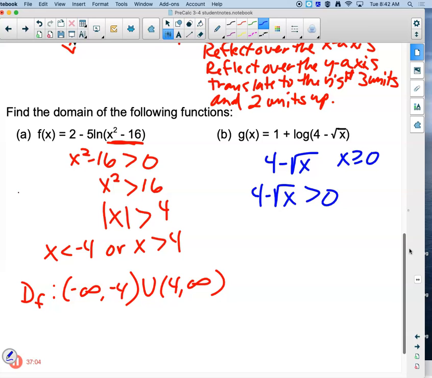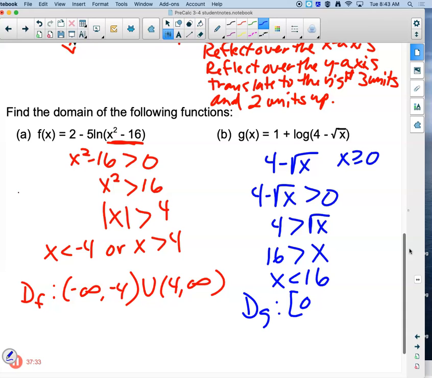4 minus the square root of x has to be greater than 0. So we could add the square root of x to both sides, square both sides, and we see that x is going to have to be greater than or equal to 0, but it also has to be, if we reverse this, less than 16. So our domain for g is going to be from 0 to 16, inclusive of the 0.